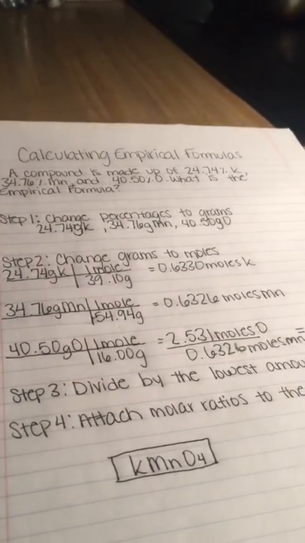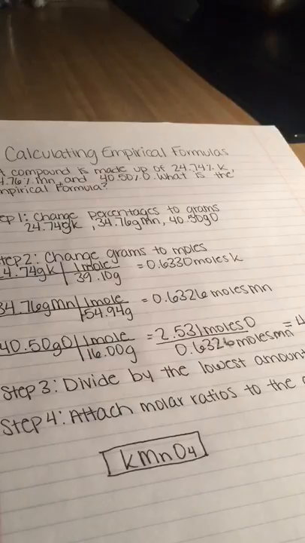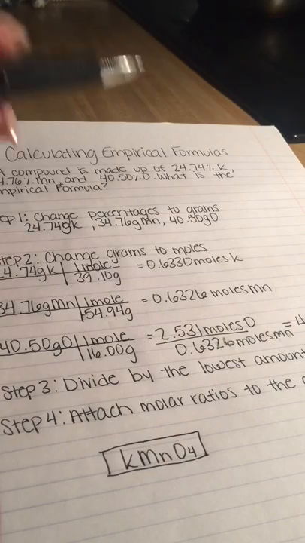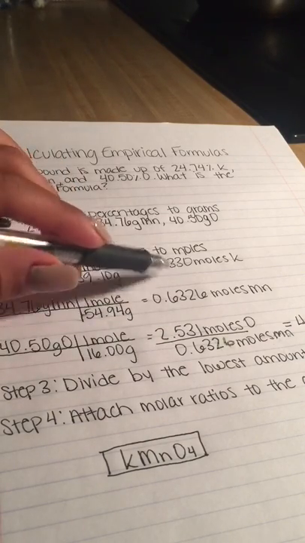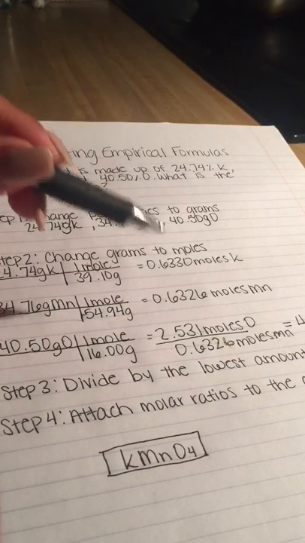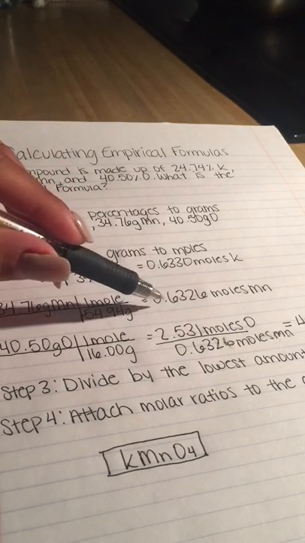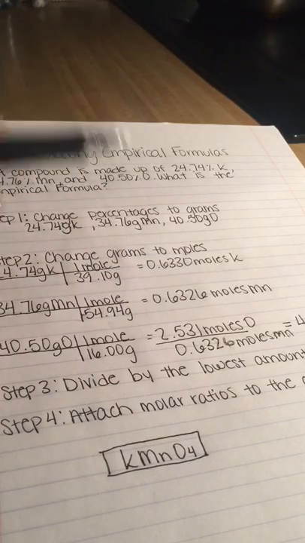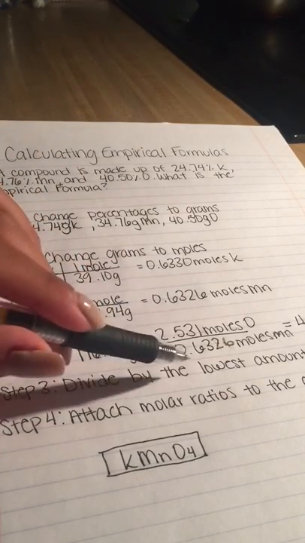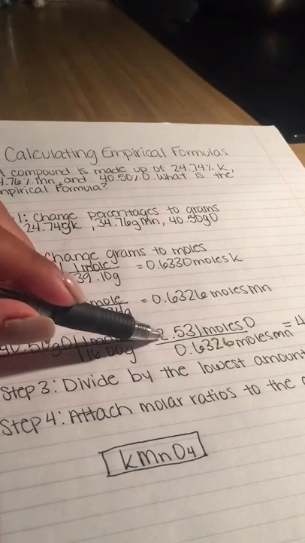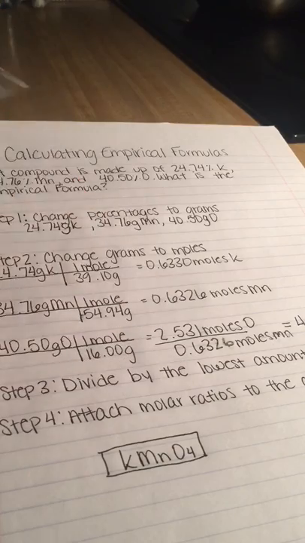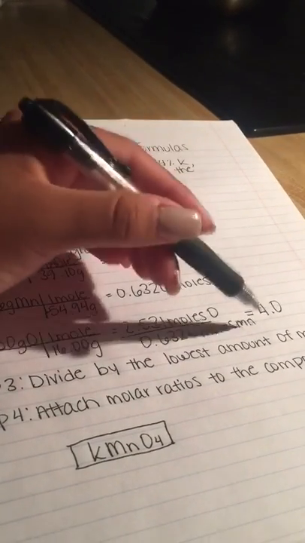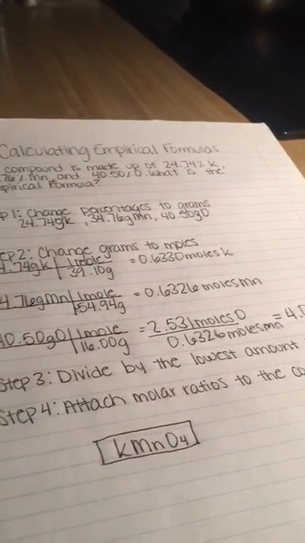Okay, after changing grams to moles, we're going to divide by the lowest amount of moles. So as you can see, 2.531 moles of oxygen is the highest out of all three. We're going to find the lowest and divide it. So the lowest is 0.6326 moles of manganese. So we're going to take the highest divided by the lowest. So 2.531 moles of oxygen divided by 0.6326 moles of manganese. And you should end up with 4 as your answer.